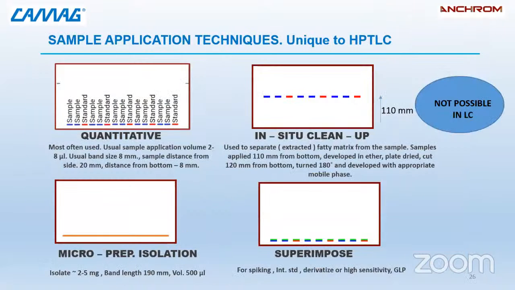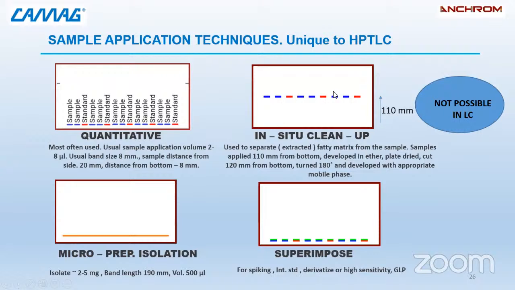When it comes to HPTLC, there are many types of sample application techniques. In that way, it is very much flexible. The most popular one is the quantitative one. If we want to quantify how much amount of standard is present in your sample, one can go for this type of program, quantitative, in which we apply 3 to 5 levels of standard or 3 to 5 bands of standard, and along with that we can apply different samples. The software will plot a calibration graph and it will tell you how much amount of standard is present in your sample.